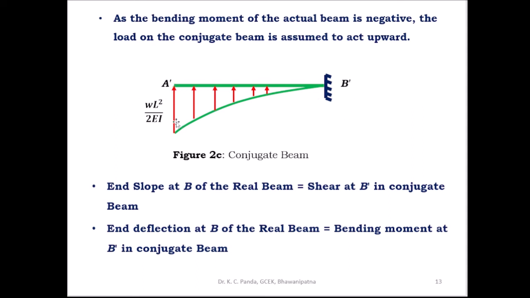And this is the M by EI diagram, and here the loading is in upward direction as the bending moment is negative. So here you have to find out the slope and deflection at the end B of the original beam. In the conjugate beam you have to find the shear force at B dash and the bending moment at B dash. The end slope at B of the real beam is equal to the shear at B dash in the conjugate beam. Similarly, the end deflection at B of the real beam is equal to the bending moment at B dash in the conjugate beam. So here you have to find out the shear force and bending moment.